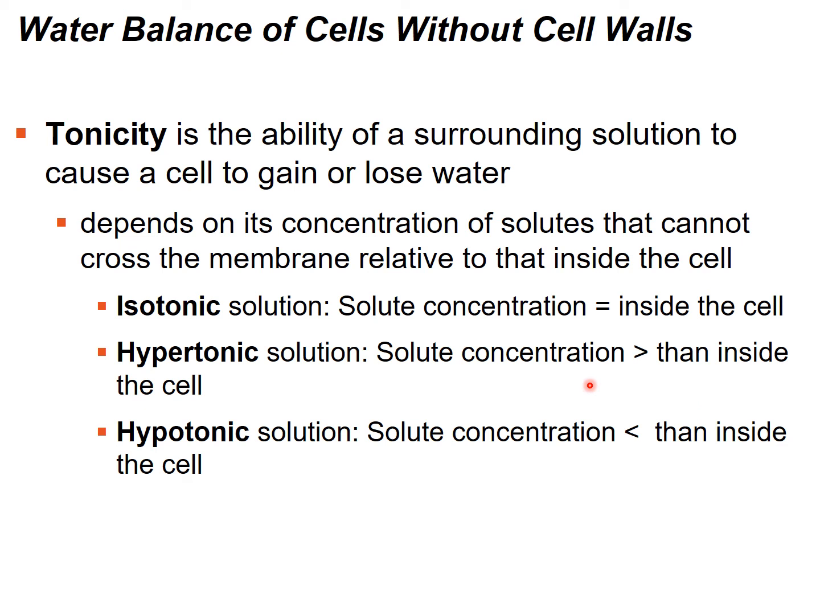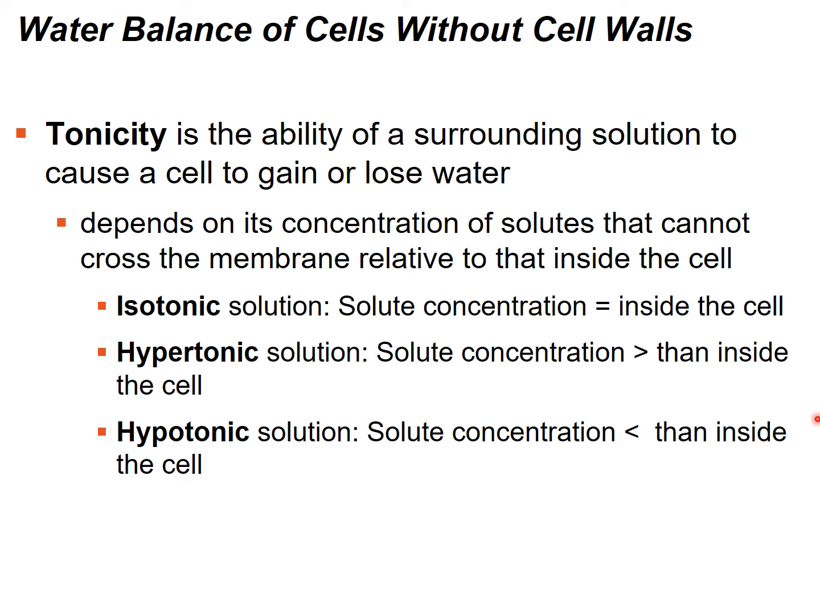Now, we're going to talk about tonicity, and this is typically related to a cell and its environment. Tonicity is the ability of the environment solution, the surrounding solution around a cell, to cause a cell to either gain water or lose water. It depends on the concentration of solutes in the cell and in the environment as to which direction the water is going to move. Is it going to fill the cell, or is it going to come out of the cell? Or is there going to be an equal rate of movement in and out of the cell?